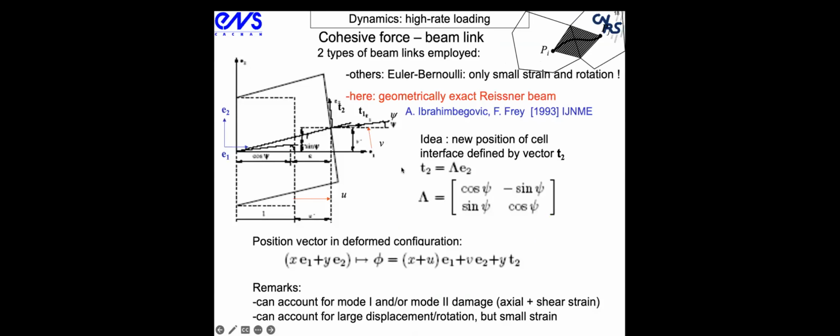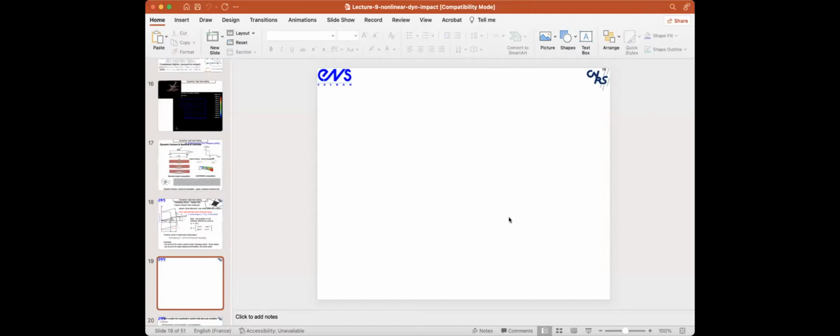So for that reason, these cohesive links have to be geometrically exact Reissner beams with large displacement and large rotation. So you have this rotation matrix to be cosines and sines rather than the linear version of the beam that we'll talk about pretty much next. So this is the stuff that I wanted you to see, and in this particular way.